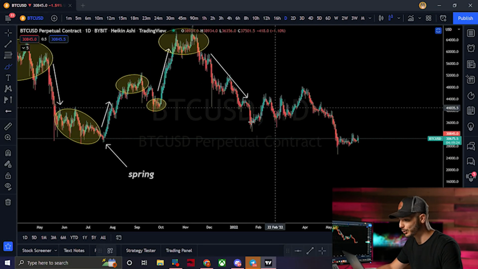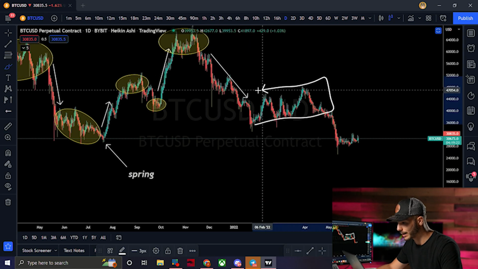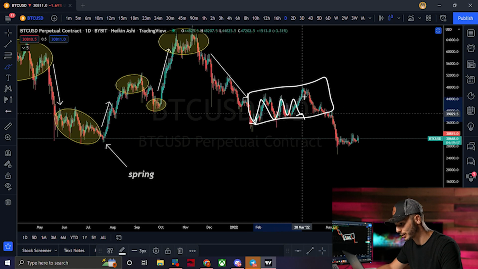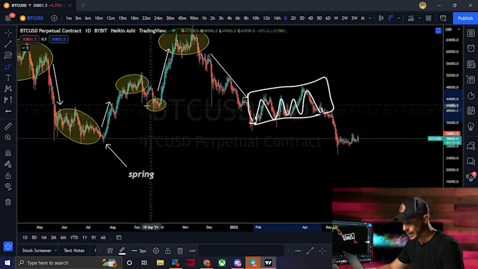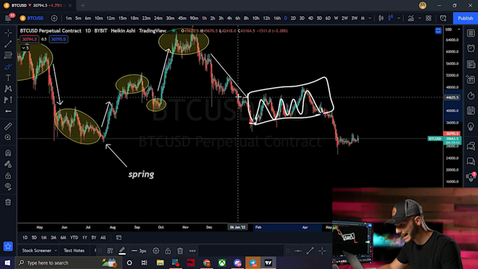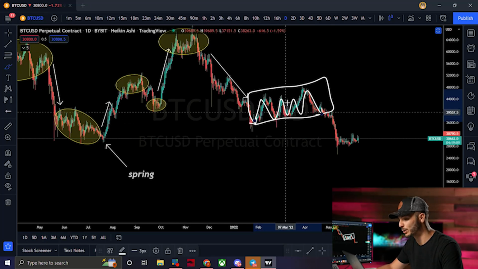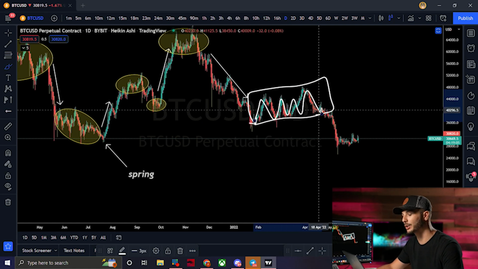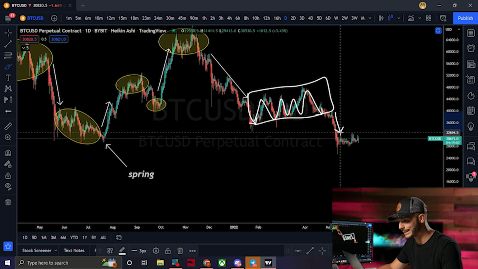Now, this is interesting because you have this little section right here. Now, this would be considered a redistribution, right? So you have your accumulation, your markup, your distribution, your markdown, and then this is your redistribution where the smart money is trying to sell off without moving the asset too much. And then you have another markdown, right?